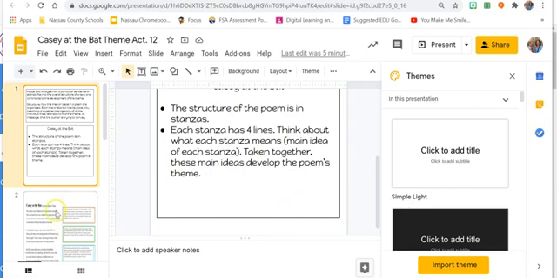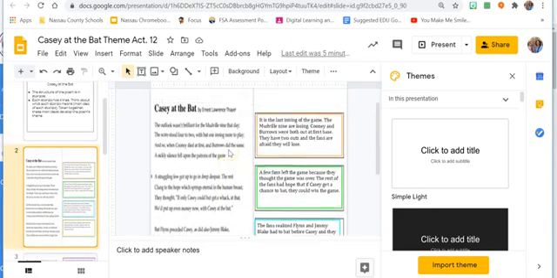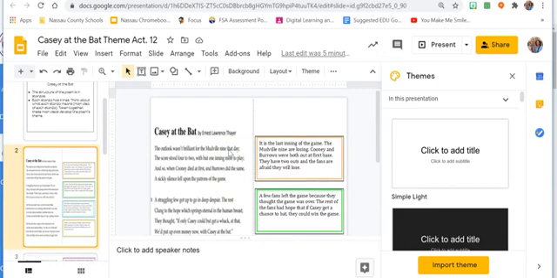So we're going to move to slide 2. On slide 2, we're going to look at the poem and refresh our memory and think about the main idea of each stanza.